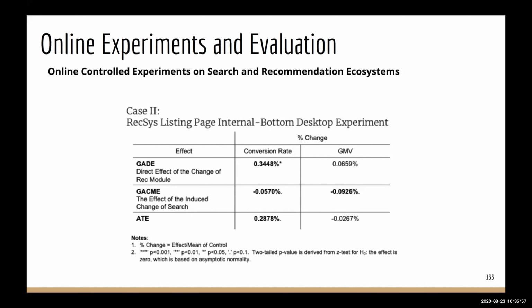Second result, as I mentioned earlier, is very similar, but in this case, the ATE is significant. Then you also see the recommendation module has a significant impact on the conversion rate, and it has a slightly negative impact on the search. So this is more positive than the previous example, and you confirm that the improvement of the conversion rate is indeed from your recommendation module, and this is a positive move.